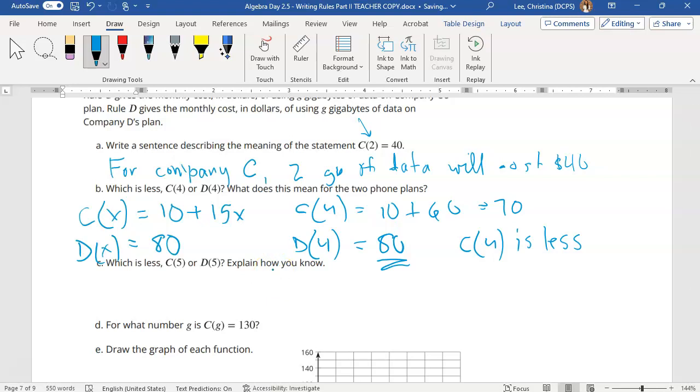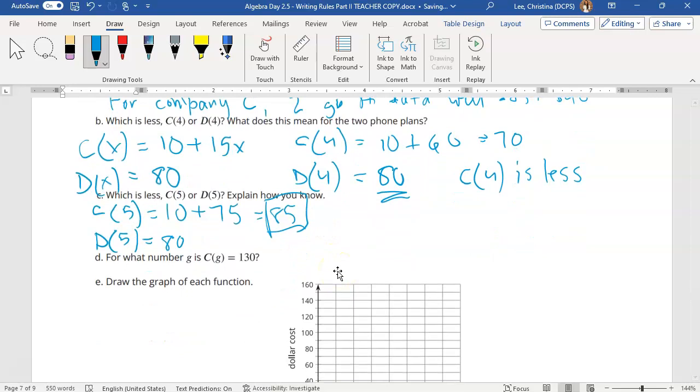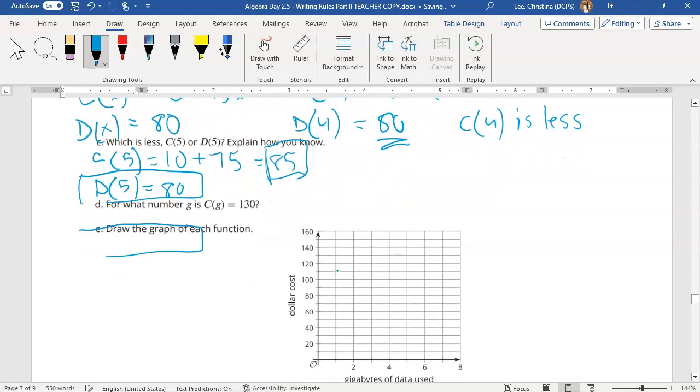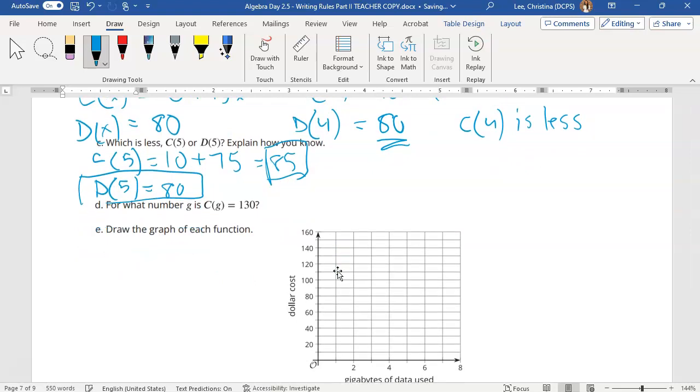So let's try this next one. So C of 5, let's plug in 5 here. We get 10 plus 15 times 5. So that's going to be 75, which equals $85. And D of 5, again, is always going to be 80. So here's a case in which if we use 5 gigabytes of data, then plan C is going to be more expensive. And so if you're going to use a lot of data, then you want that unlimited plan, which makes sense.